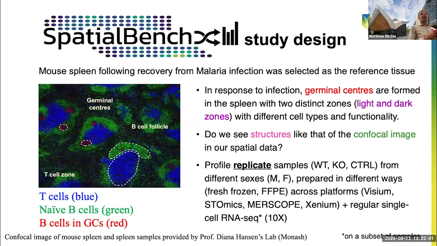So we also have samples that come from different genotype animals. So we've got wild type spleens, also ones that are knockout and control for a particular transcription factor called TBET that the collaborators were interested in. And samples from different biological sexes prepared across all the different ways that you can ideally prepare these samples. So you can freeze them fresh, so fresh frozen or OCT. You can put them in FFPE to preserve them, which is a common way of preserving tissues, and then across as many platforms as we can have. And also have reference single cell data so that, again, for all the deconvolution and other annotation tasks, you can use that as well.